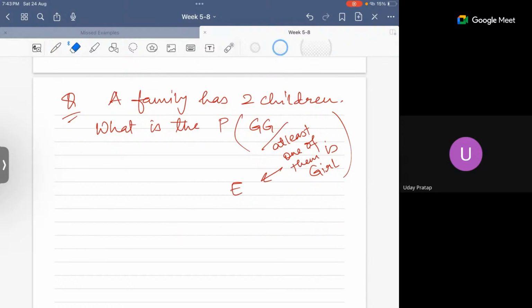Or you directly think in that way: whenever you have a case, it has already been given that one is a girl, right? So what can be the cases? One girl G is already fixed. So we can have BG and GG, correct? Out of these we have only two cases, and out of these two cases, GG can be one, right? Yes, sir.